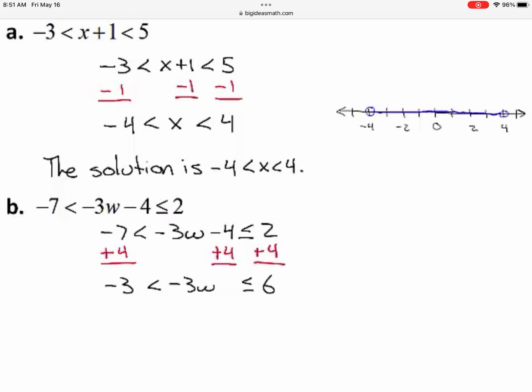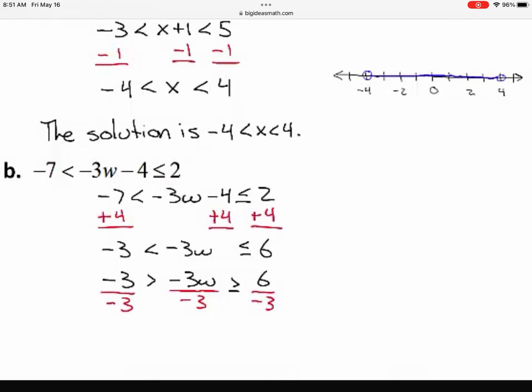Next, use the division property of inequality. Divide each expression by -3. Because you are dividing each expression by a negative number, reverse the direction of the inequality symbols. Negative 3 divided by negative 3 is greater than negative 3w divided by negative 3 is greater than or equal to 6 divided by negative 3.